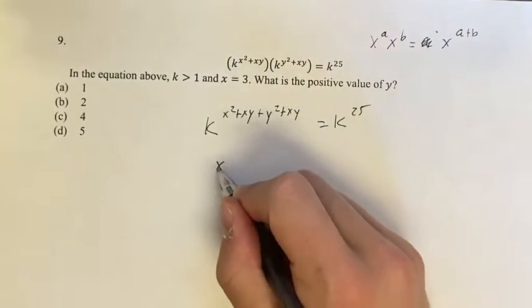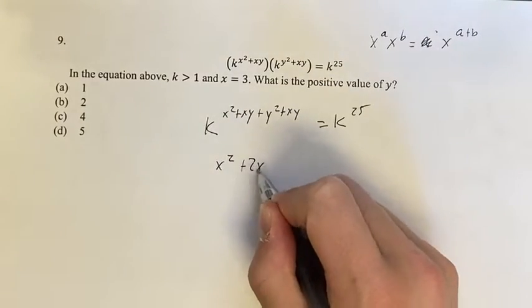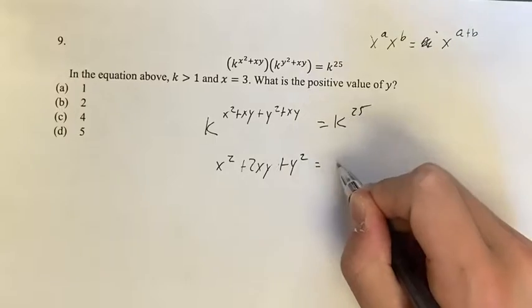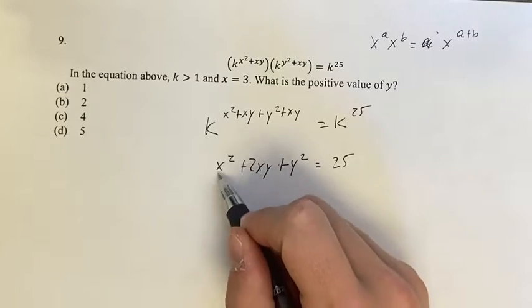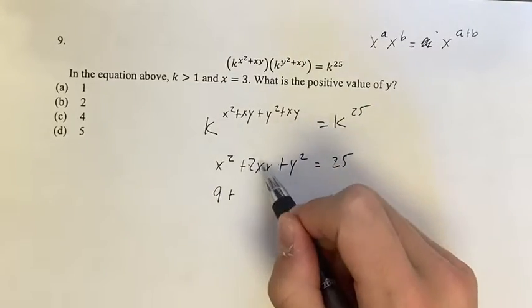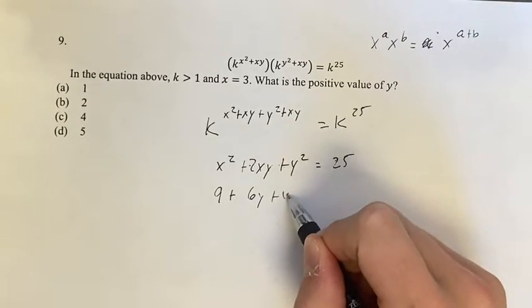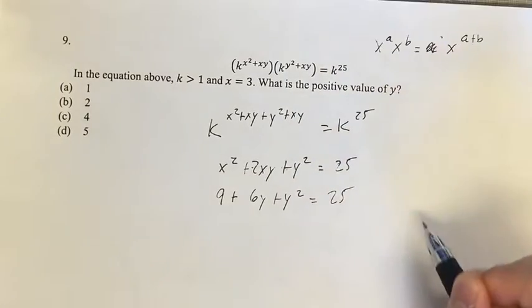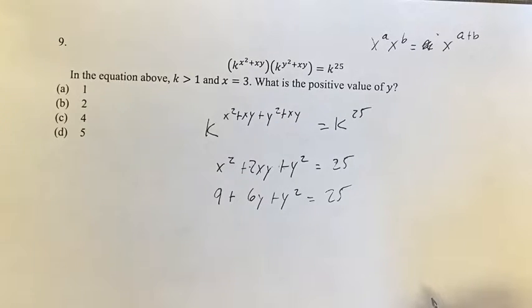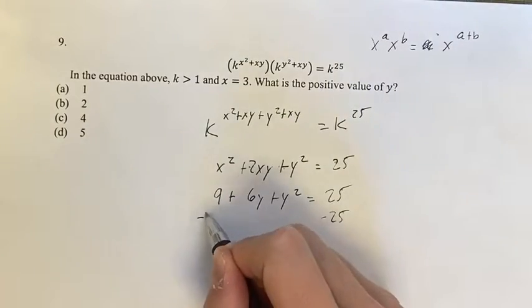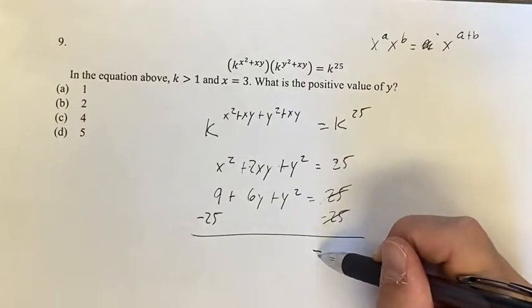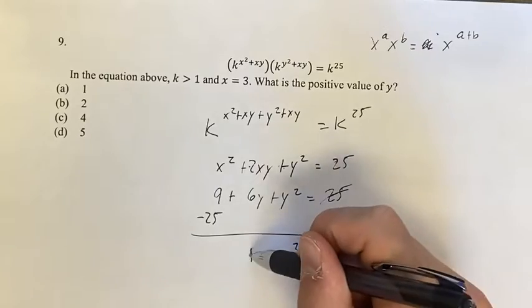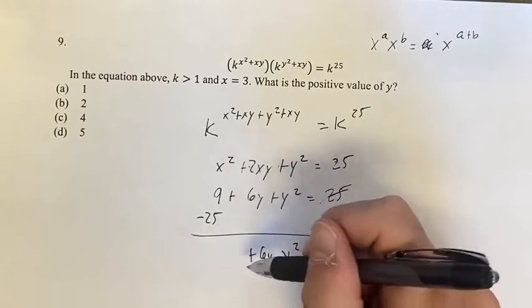So on this side we have x squared plus 2xy plus y squared is equal to 25. x is equal to 3, so we can plug that into the equation. We have 3 squared is 9, plus 2 times 3 is 6y, plus y squared is equal to 25. We can subtract 25 from both sides. And that leaves us with 0 is equal to y squared plus 6y minus 16.